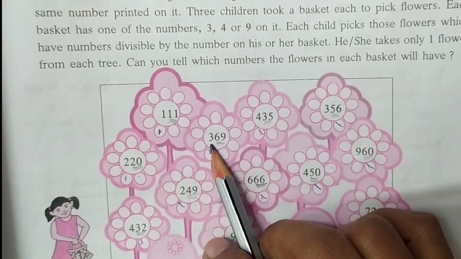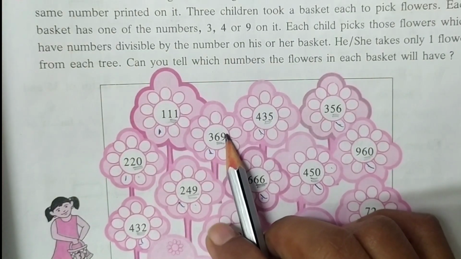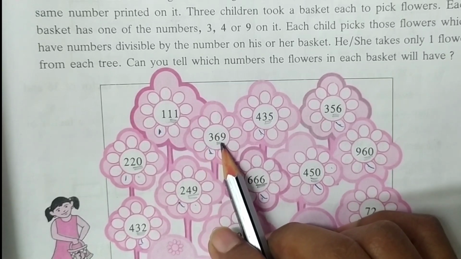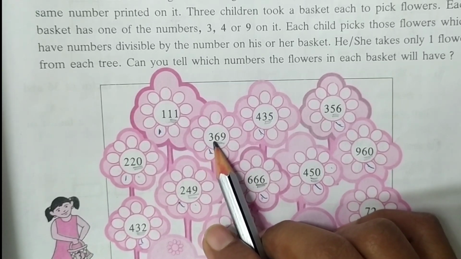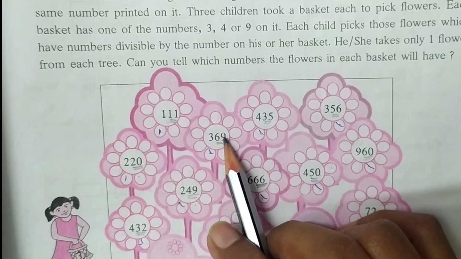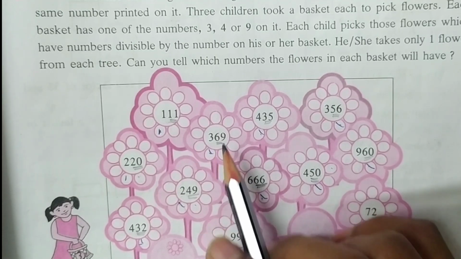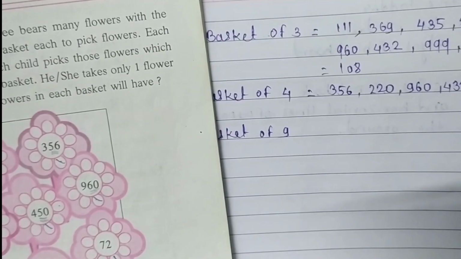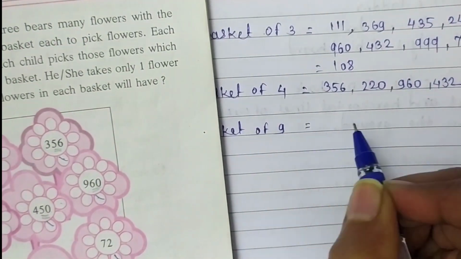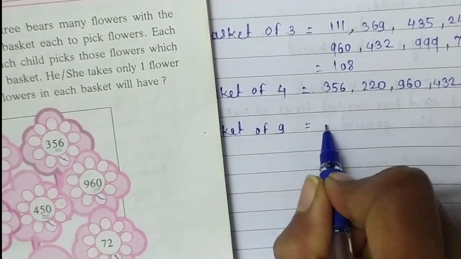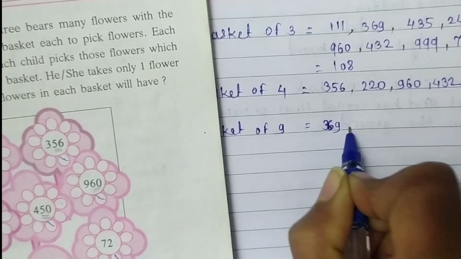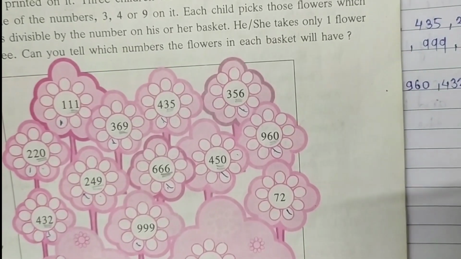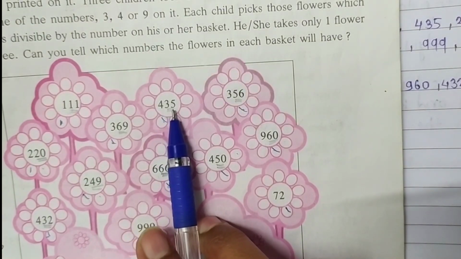Now the next, 369. When we add these digits, 3 plus 6 is 9, plus 9 is 18. 18 is divisible by 9, so we can get the flower from this tree for our basket of 9. Just write here in front of our basket, 369.